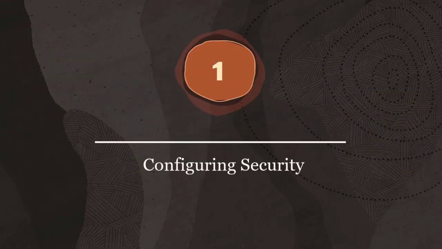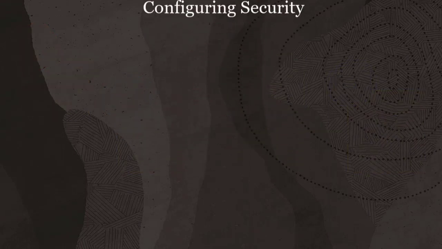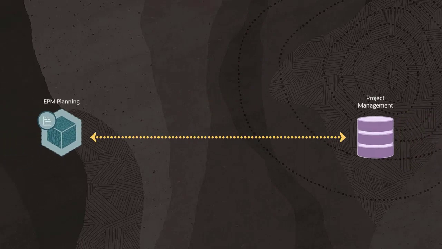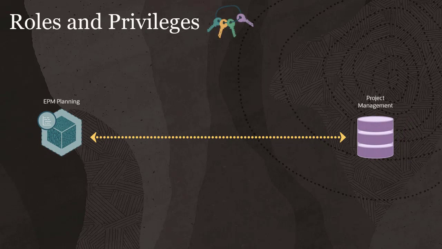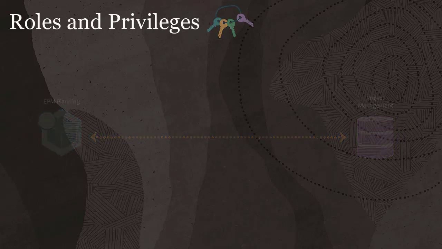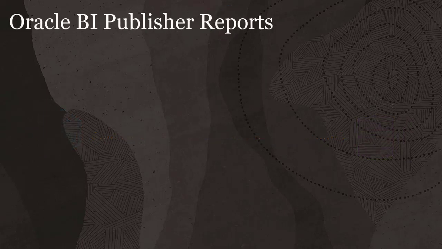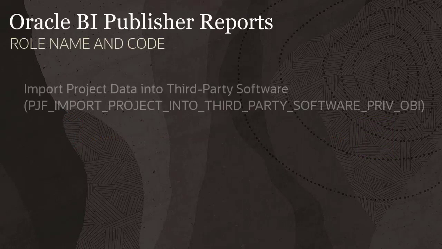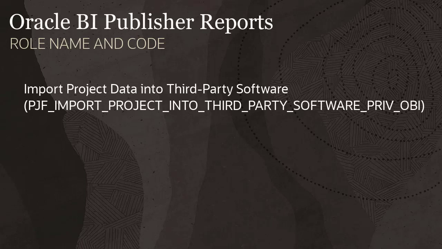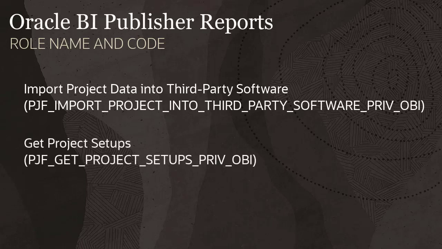Step 1. Configuring security. To establish a connection between EPM Planning and Project Management, the integration user must have the following roles and privileges. To run Oracle Business Intelligence Publisher reports used in the integration, here are the roles you need. Import project data into third-party software, and get project setups.